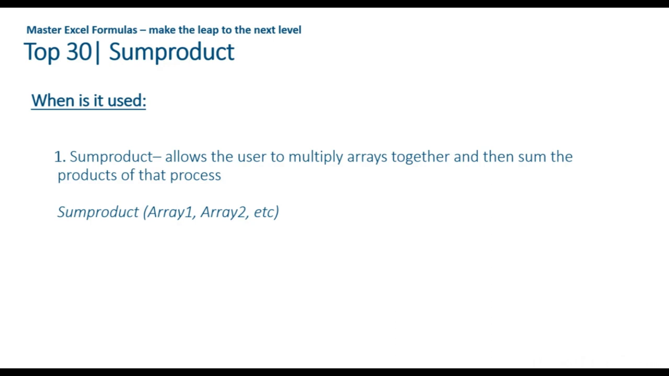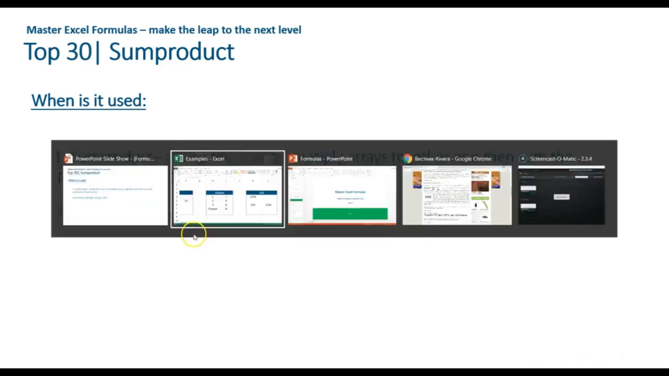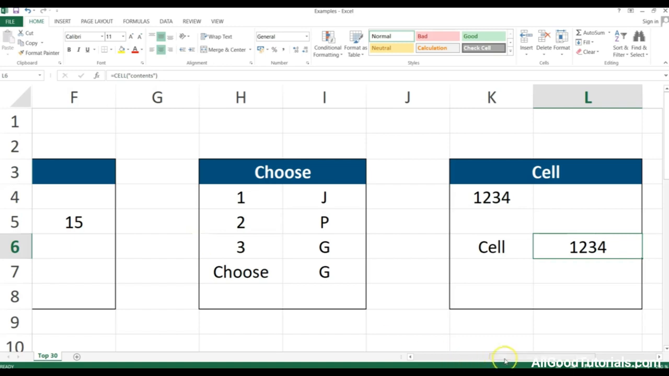What it does is it allows you to multiply arrays together and then sum the products of that process. For example, the structure here shows you might have, let's say, 2 arrays, okay? And then the values within each array will be multiplied, and then these outcomes will be summed to get the final outcome, okay?